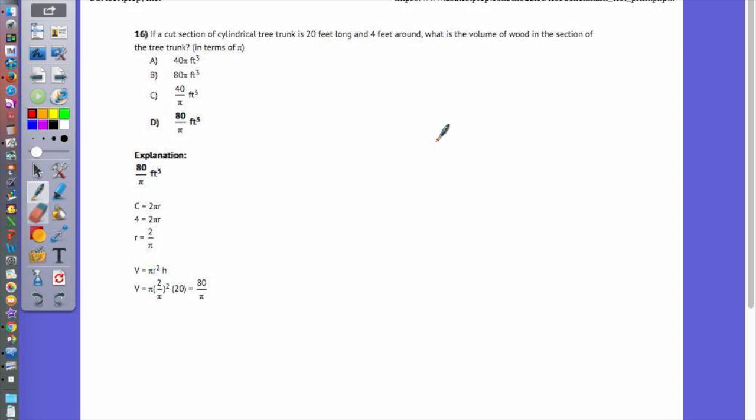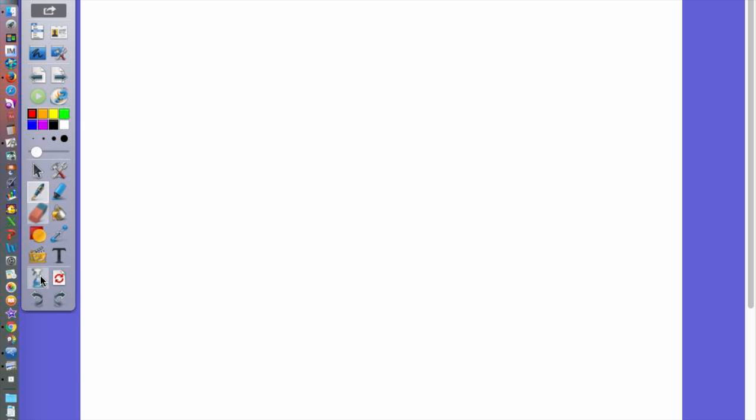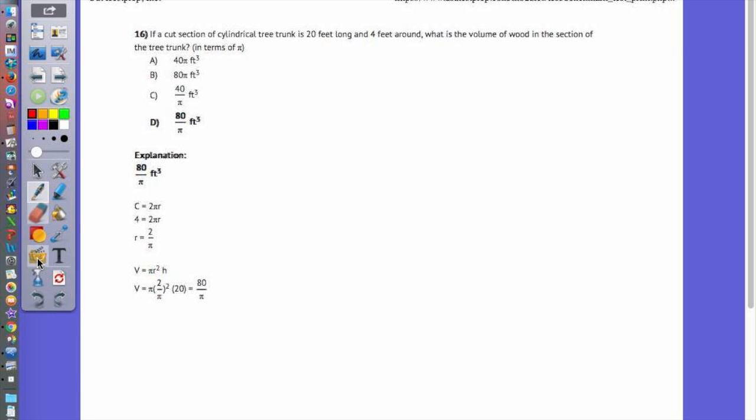So for number 16. Actually, I'm going to stop because I've already recorded number 16. If a cut section of a cylindrical tree trunk is 20 feet long and 4 feet around, what is the volume of wood in the section of tree trunk in terms of pi?